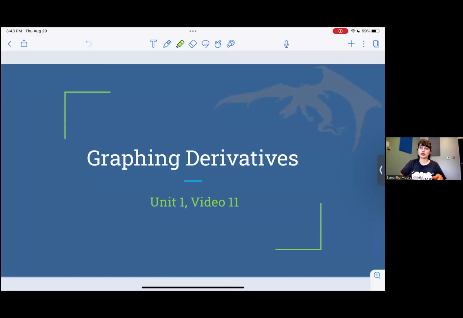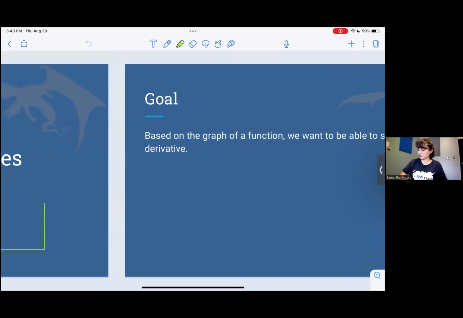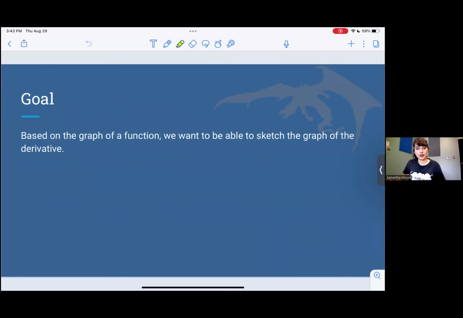So now that we know that derivatives are a function, we should be able to draw their graphs. Really, when I say draw their graphs, it's going to be a little bit less formal than that. We're just going to sketch the graphs today. So it should be clear that we're not being super rigorous in this lesson.